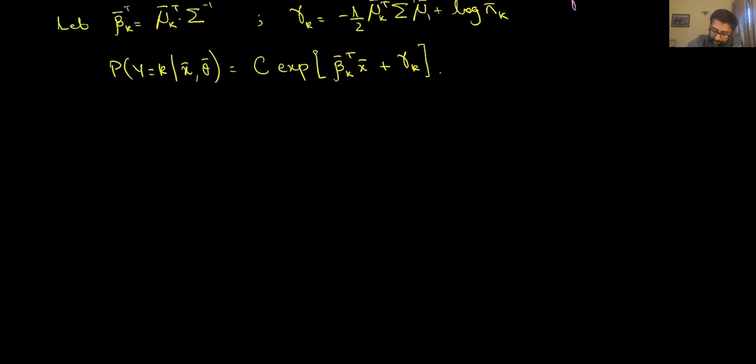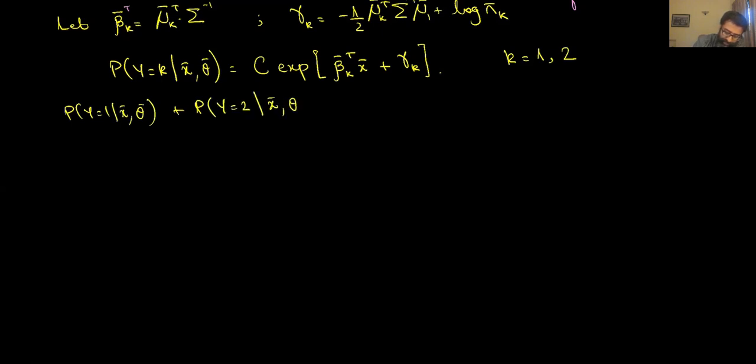Can I find C, where k equals either 1 or 2? How do I find C? Using the law of probability, the total should sum to 1. The probabilities should encompass all possibilities, so they should sum to 1, and that's a way to determine C. The probability that y equals 1 given x and theta plus the probability that y equals 2 given x and theta should sum to 1, because there are only two classes.